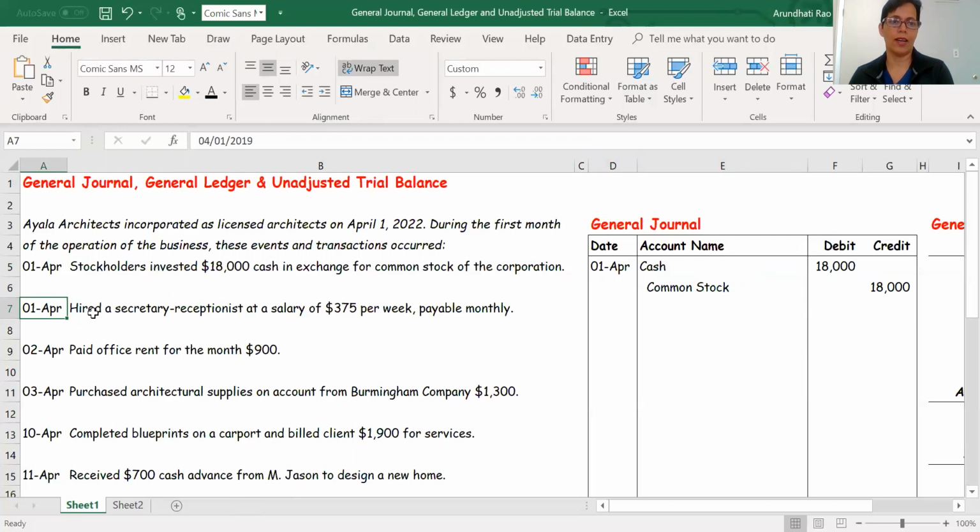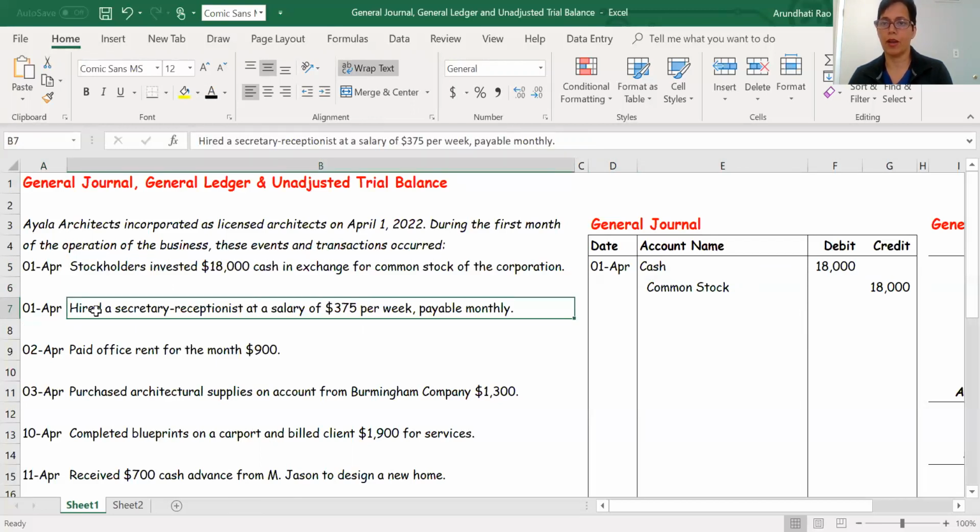On the same day, we hired a secretary receptionist at a salary of $375 per week, payable monthly. This is a business event. I've entered into a contract. I've hired someone. They're going to work for me, and I'll pay them at the end of the month. We have agreed upon the salary. Right now, it is not an accounting event because it does not affect any accounts. The person has not worked as yet. Therefore, I don't owe them money as yet. They have to work before I owe them money. Now, in the accounting books, nothing is going to happen.